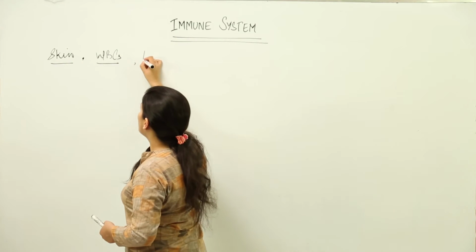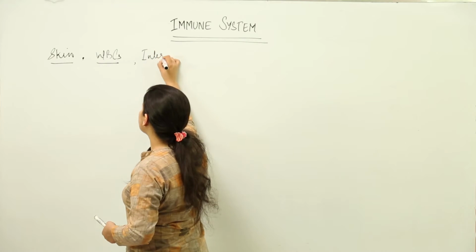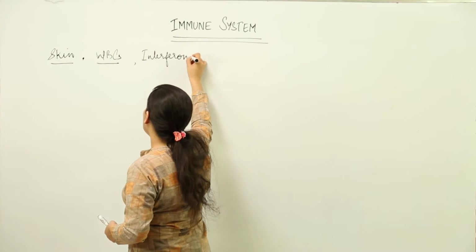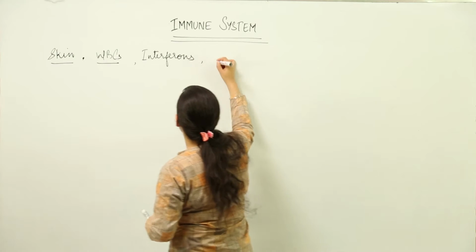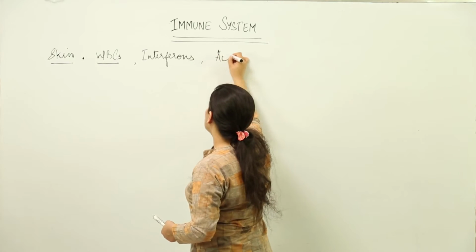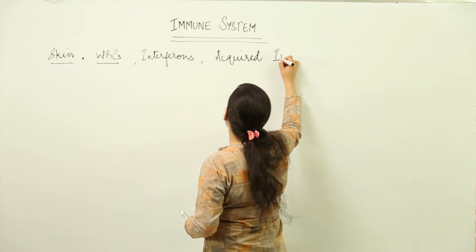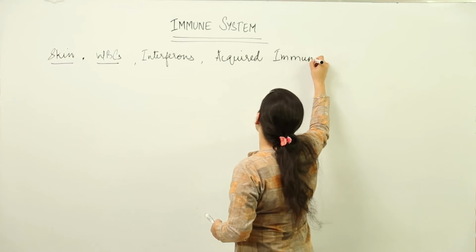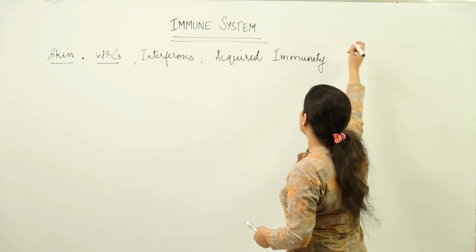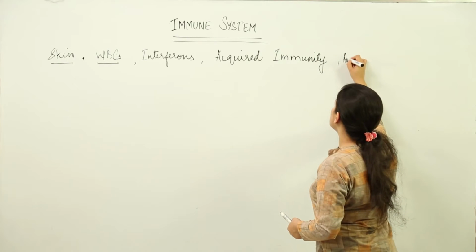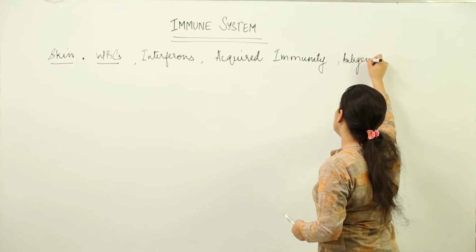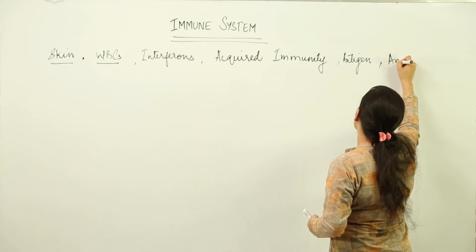We are going to talk about interferons, and then later on we talk about acquired immunity, in which we discuss types of cells, and in that we talk about antigens and antibodies. All right.